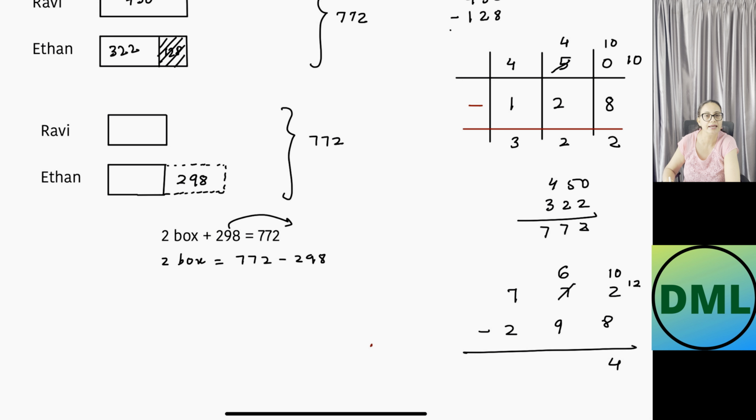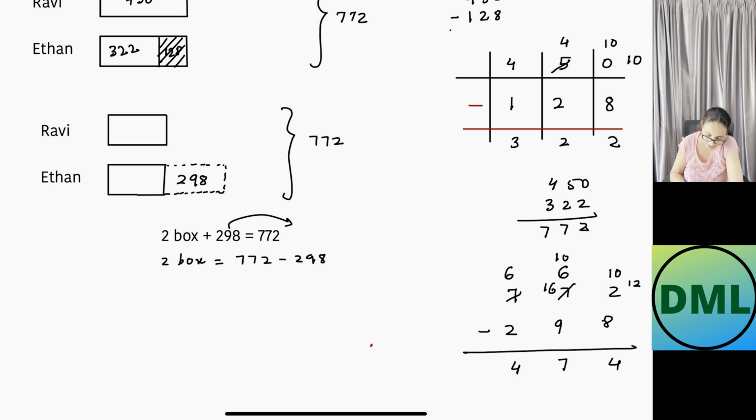6 minus 9, can you subtract it? No, I need to take a carryover from this place and it will be 6 here. Because I am taking the carryover from the hundreds place and moving it to the tens place, that means I am carrying 10 here. So that will be 10. 10 plus 6 is 16. 16 minus 9 is 7. 6 minus 2 is 4.